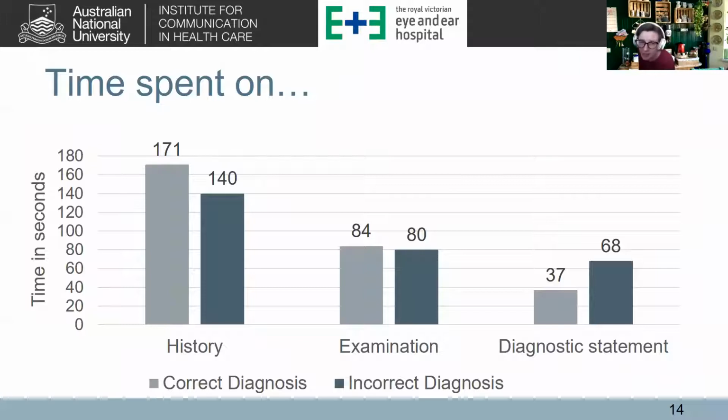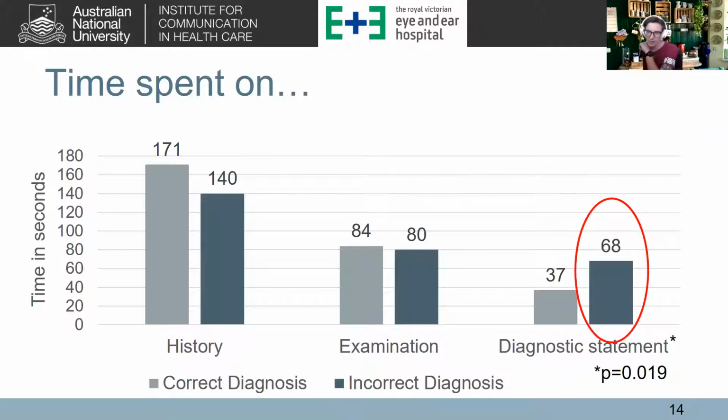So how long did they actually spend? And that was the first really interesting thing that we found, is correct diagnosis spend a lot more time, 30 seconds more on history than the ones that ended up having incorrect diagnosis. And then the reverse was true for the actual diagnostic statements. So the ones that had correct diagnosis spend about 30 seconds less on giving the diagnosis than the ones that were giving an incorrect diagnosis. And even though we're only having 16, it was slightly significant.